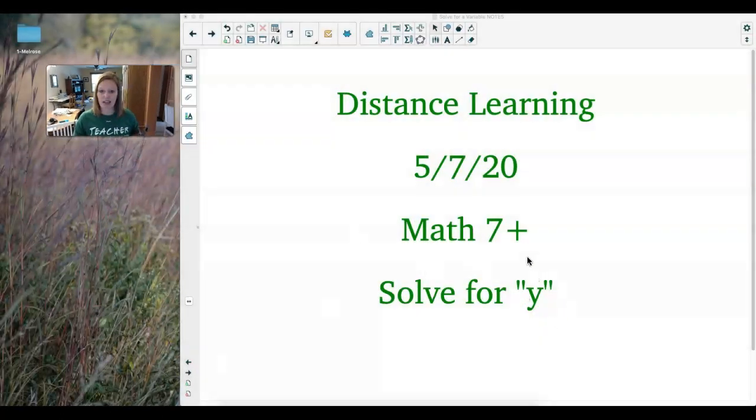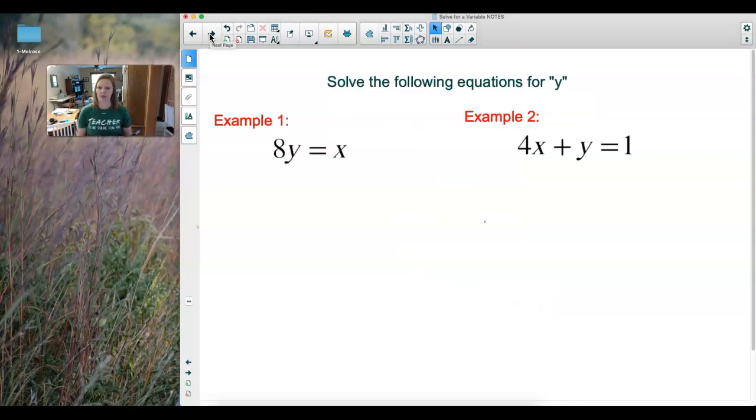We're just trying to isolate the y, and we need y completely by itself because that is going to help us tomorrow when we move into solving systems of equations, and we're going to solve them by substituting. So you'll see what I mean tomorrow, but we have to know how to solve for y first. So here is the first couple of examples. We just want to solve the following equations for y.